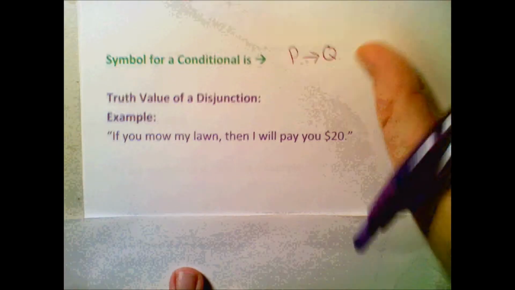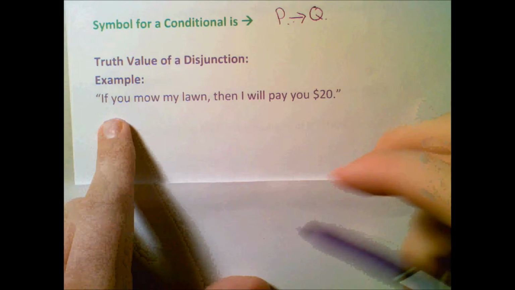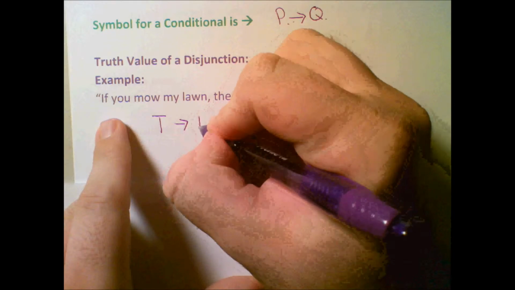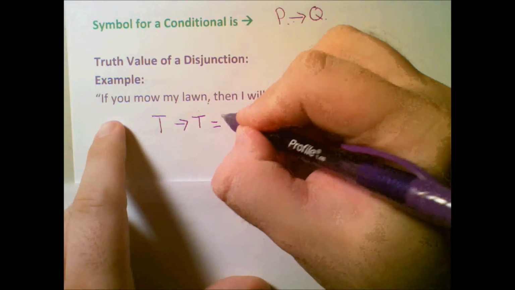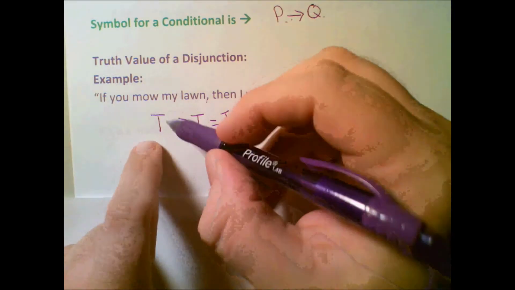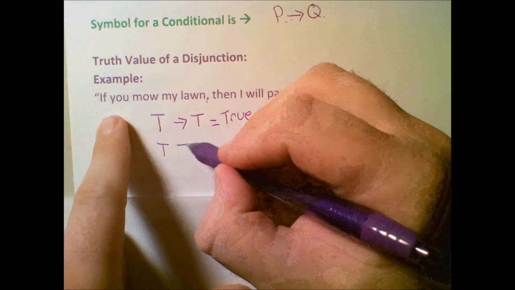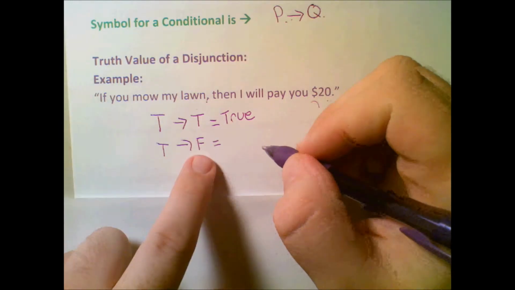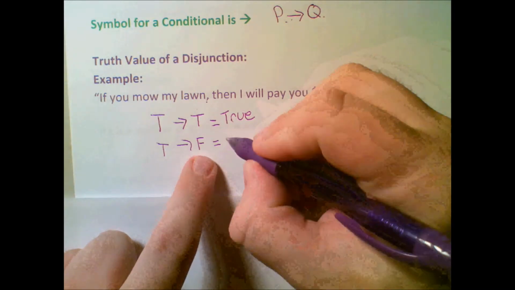Now, the truth value for a conditional. This one gets a little confusing, so just bear with me. There are four different situations. The first is: if you mow my lawn, then I pay you $20. So a true, then true. You mowed my lawn, I paid you $20, we're cool. So that is a true statement. Now, let's say the first part is true, you mowed my lawn, but the second part, I didn't pay you $20. It's false, we're not cool. You did what I asked you to do, and I didn't hold up my end of the bargain. So that's a false statement.